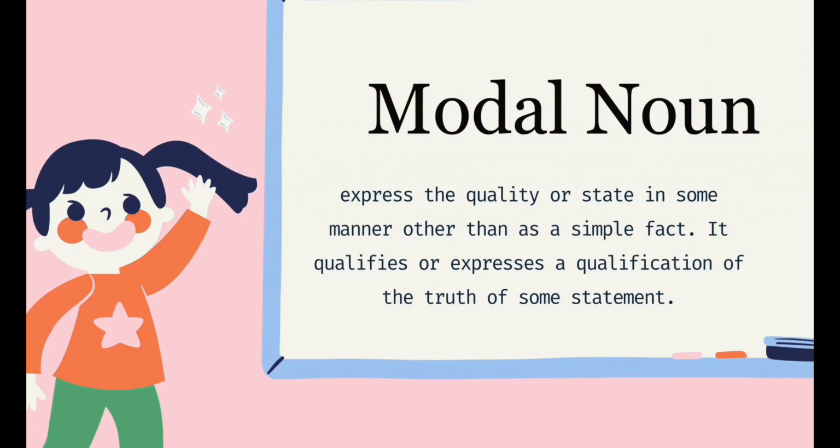Let us now define a modal noun. Modal nouns convey the quality or situation in a different way than the straightforward truth. It conveys or qualifies the veracity of an assertion. Modal nouns are mostly names of qualities or states. They are similar to modal verbs in that they also express modal meaning. However, they are different from modal verbs in the way they are used in a sentence.